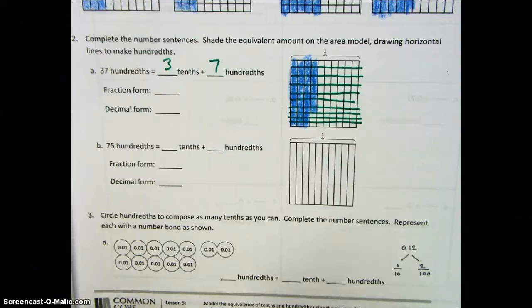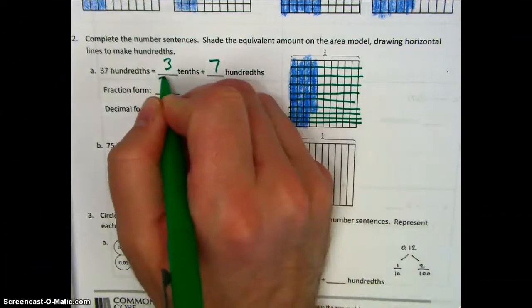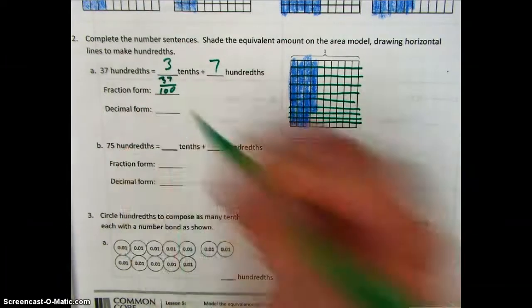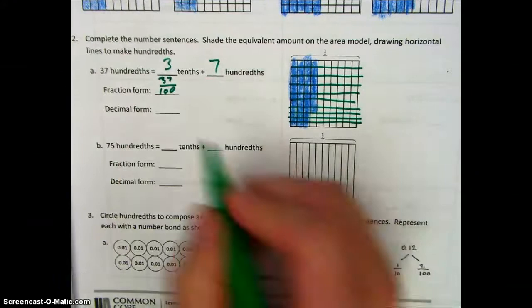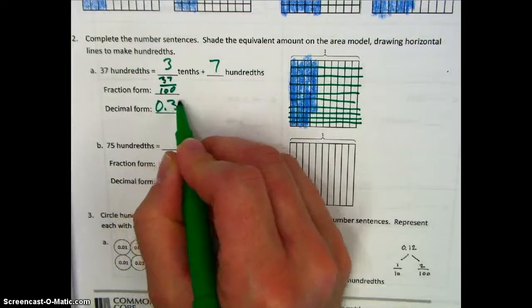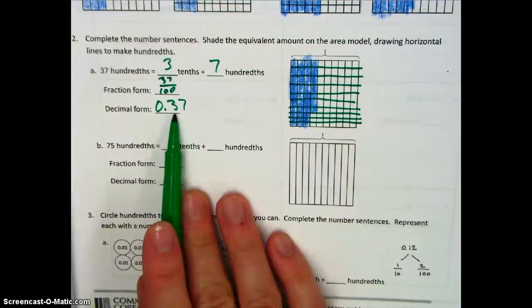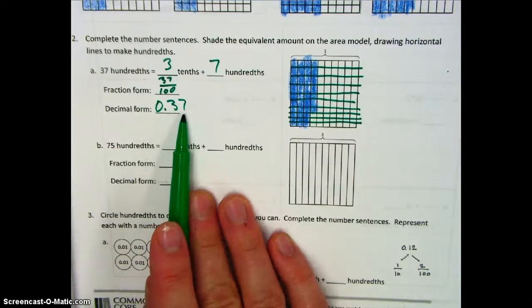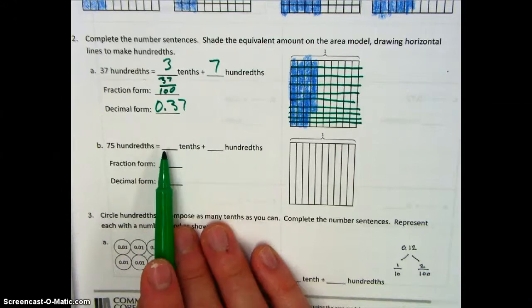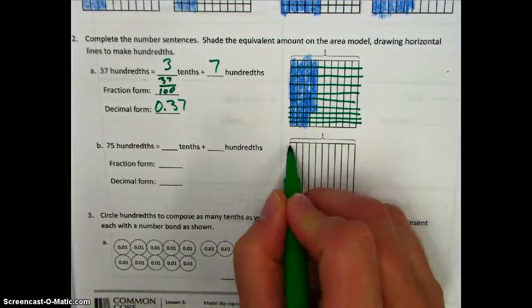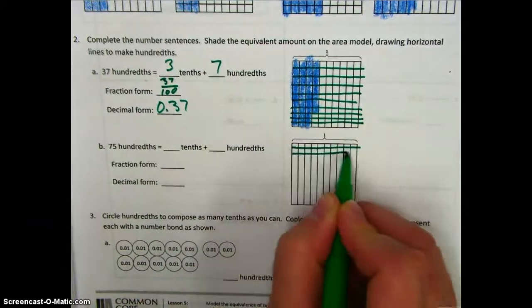So written in fraction form, we have 37 hundredths, and then as a decimal, 37 hundredths. You can see your 3 tenths, 7 hundredths. Okay, moving on to the next one. Again, we're going to create our 10 rows.